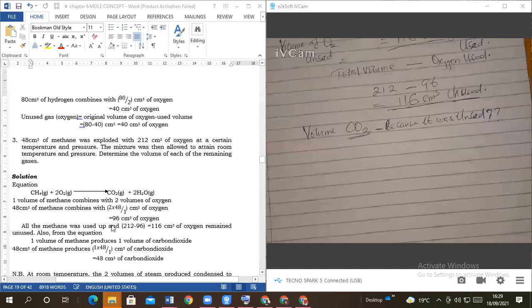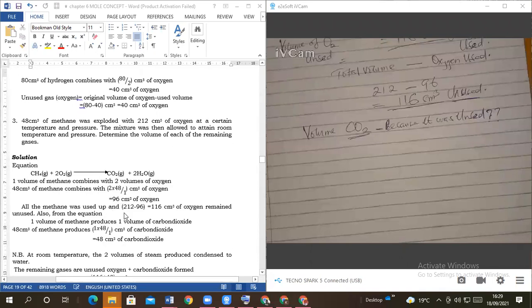So the volume of oxygen that was unused was 96. Also, the volume of carbon dioxide is 48.